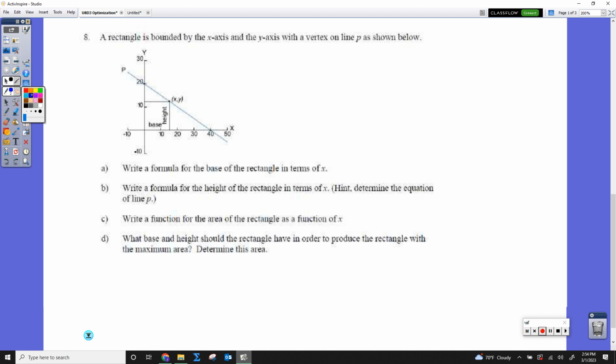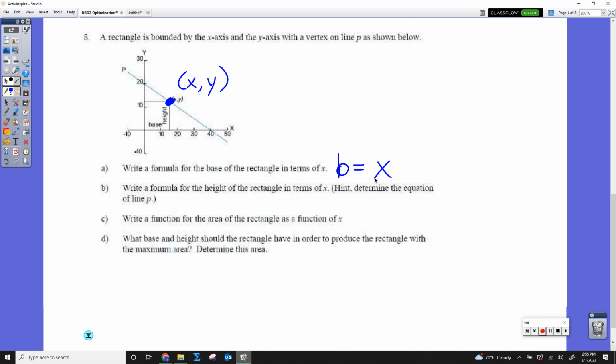So the first thing it says is write a formula for the base of the rectangle in terms of x. So I'm just going to say the base is B. Okay, so we want to have our final result be in terms of x. So over here, I'm going to make this point a little larger. This point on our line is represented by x comma y right now. So our base would be the distance from the origin all the way to that point. Well, that would be the x-coordinate of that point. So if we're talking about what our base is in terms of x, it would just be x.